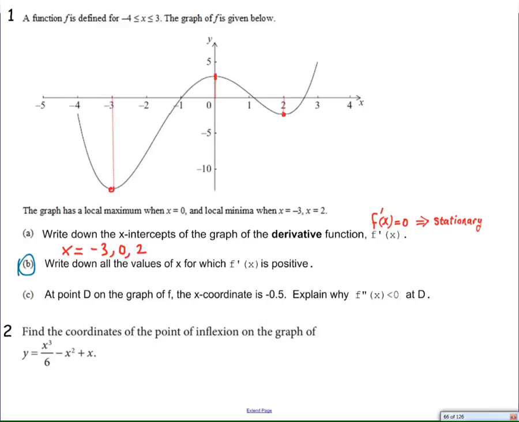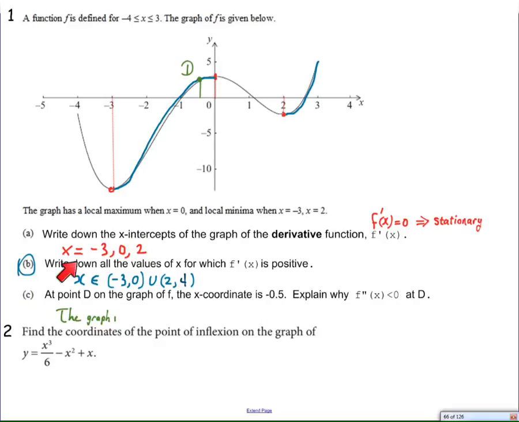Next, we're asking for when the first derivative is positive. The first derivative is positive when the function is increasing. So if the function is going uphill, then our derivative will be above the x-axis. So anytime the function is going uphill, from -3 to 0, or from 2 to 4, then we know that the first derivative is going to be above the x-axis, positive.